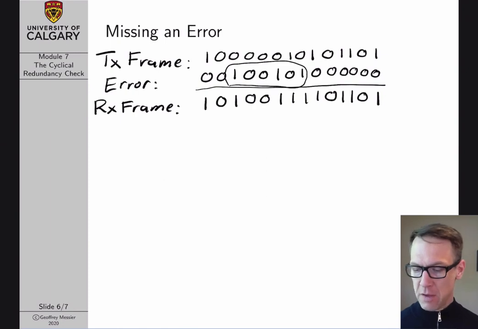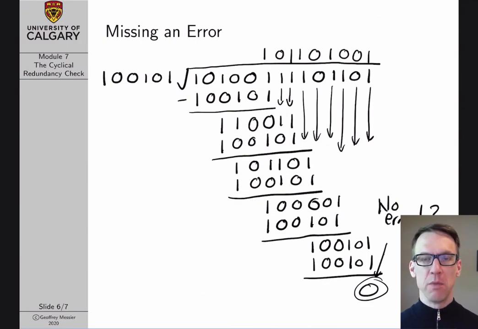And just to close off, I recognize this is a long module, and I considered chopping it up, but I thought it was better to just have all this information in one place. One last comment I want to make is this sort of long division polynomial math is difficult for humans, particularly when you're seeing it the first time. But it's super, super easy to implement in digital logic.